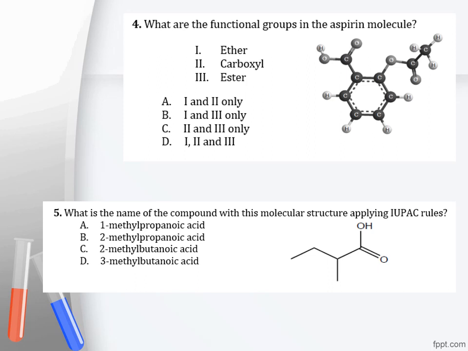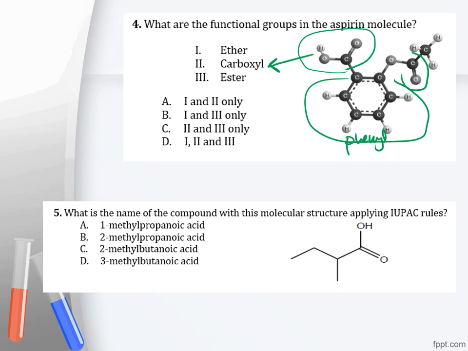Numbers 4 and 5. This is just naming things. So I see here that we have a carboxyl group in this aspirin molecule. We've got this phenyl group here, but phenyl is not an option in my question. Notice that we've got here COO and a single O and another C. This is my ester group. I don't have an ether in here. So yes, 2 and 3, but not 1. Our answer is choice C.